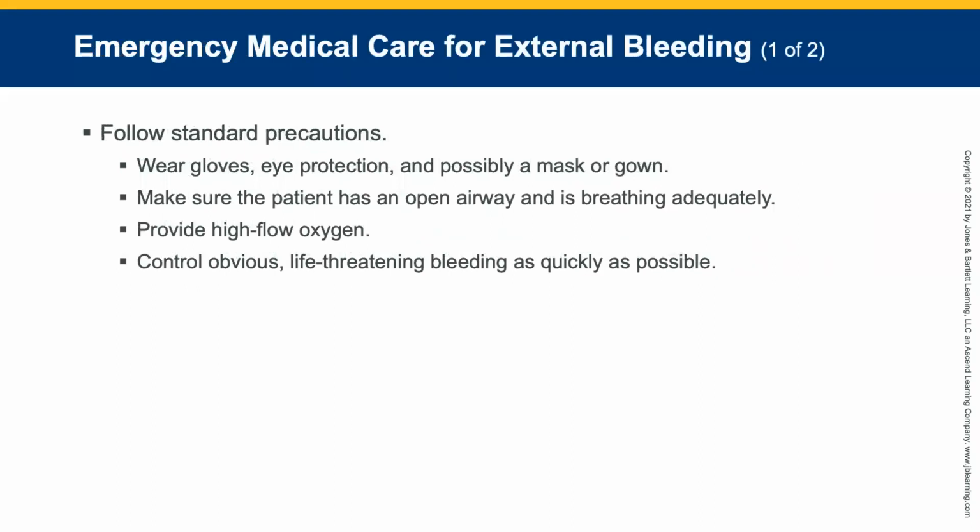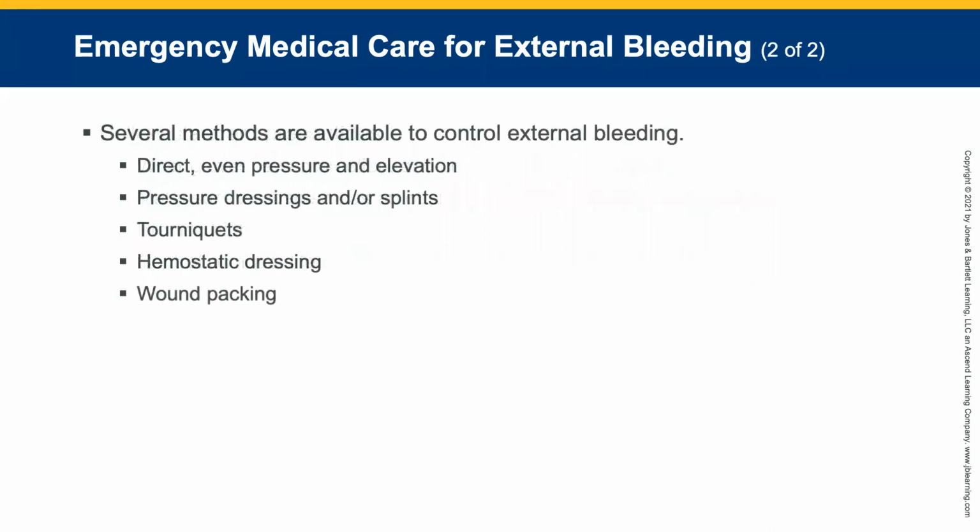All right, follow your standard precautions. Always wear your gloves, your mask, your eye protection, your gowns. Make sure the patient has an open airway and is breathing adequately. If not, you can drop a nasal or oropharyngeal airway. Always provide high flow O2. And we're going to control obvious life threats of any type of bleeding as quickly as possible. That is very, very important that we do that. We know that we can do direct pressure. We can elevate the injury site if it's on an extremity, or if it's anywhere else, we're going to apply direct pressure or splint it.